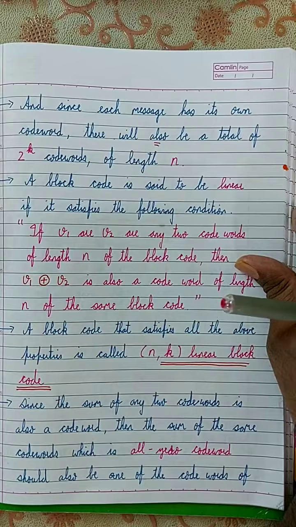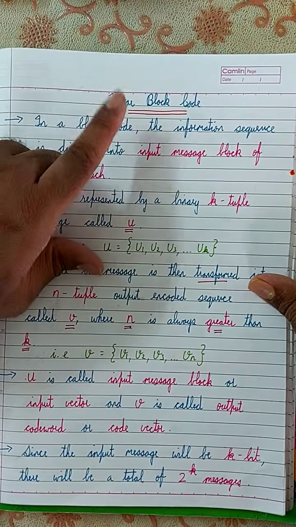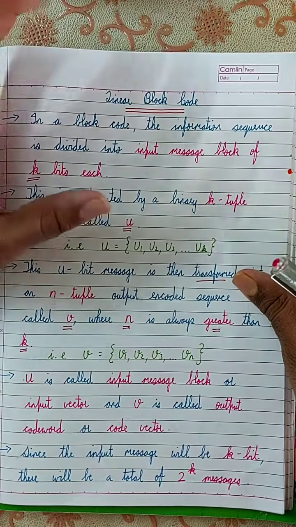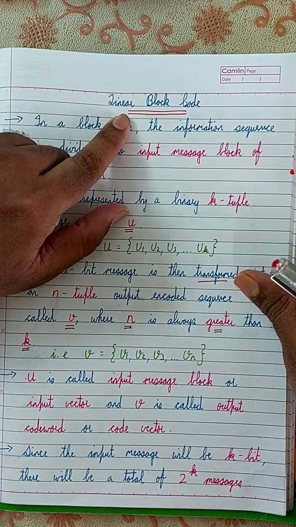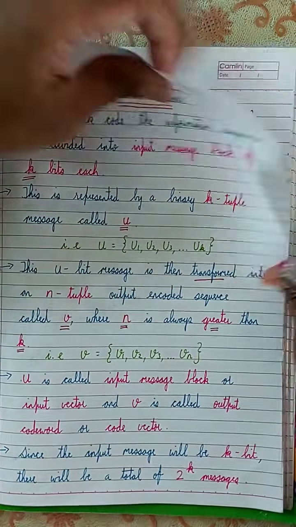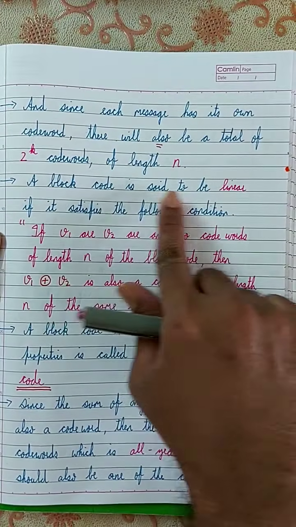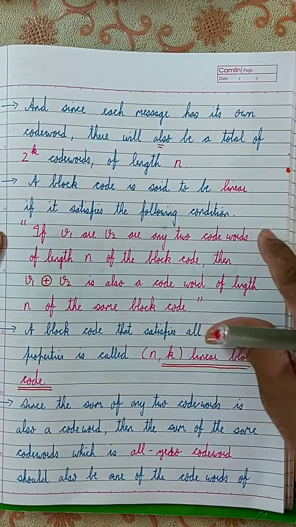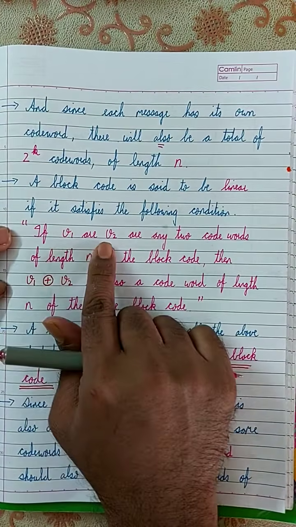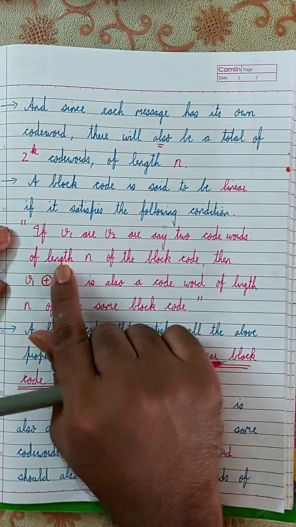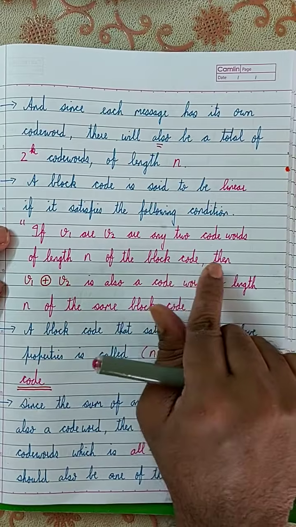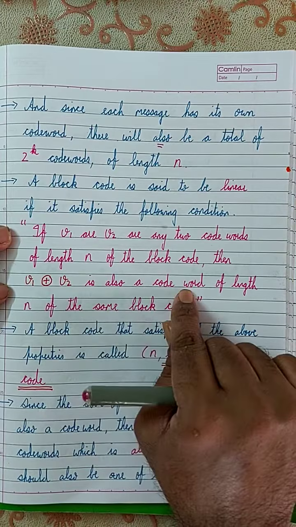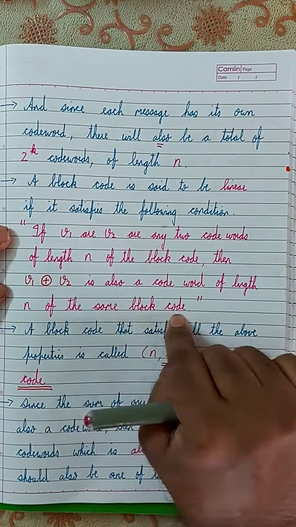But this is not simply a block code. This is a linear block code. Now here comes the most interesting property of this chapter. What is the meaning of the word linear? A block code is said to be linear if it satisfies the following condition. If V1 and V2 are any 2 code words of length n of the block code, then V1 XOR V2 is also a code word of length n of the same block code.